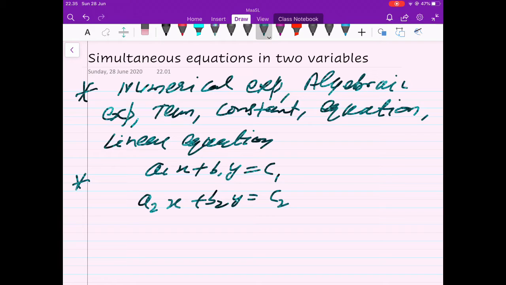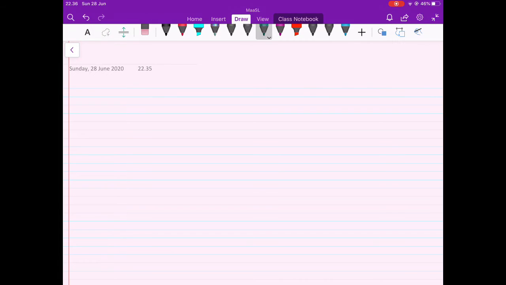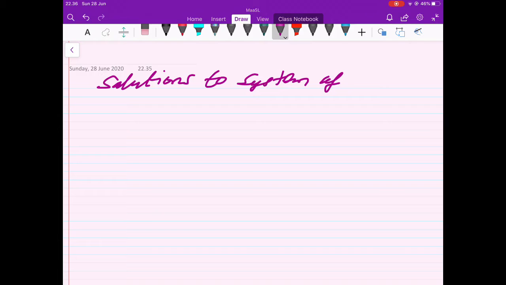This is actually how we define two linear equations taken together or simultaneously form a system of linear equations, or the system of linear equations consists of a set of two linear equations in two unknowns taken together or solved simultaneously. Okay. To system of linear equations.